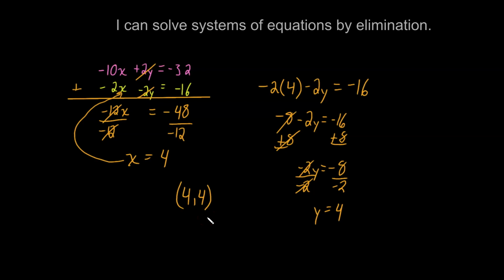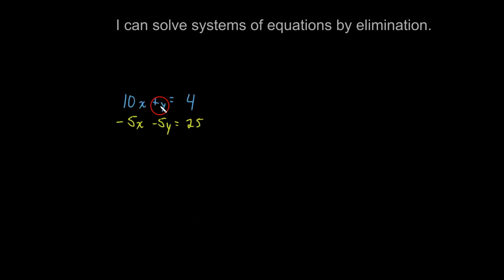Let's look at one more example. So we're given the system of equations of 10x plus y equals 4 and negative 5x minus 5y equals 25. This problem is a little bit more difficult than the previous problem. It's going to take a little bit more of use of our mathematical intuition, which we all are innately possessed with. So what we're going to do is let's try to eliminate these x's over here.